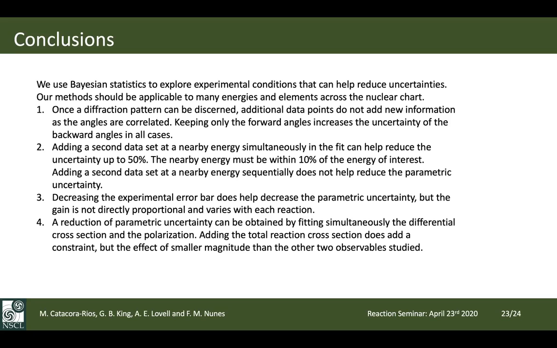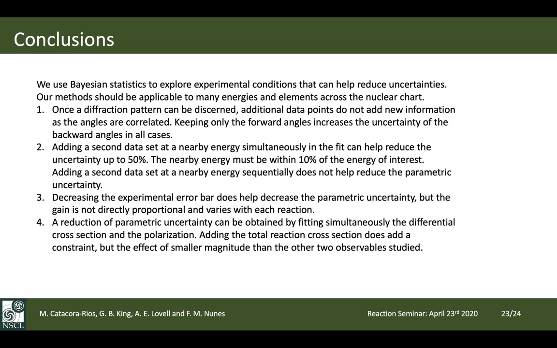Adding a second data set at a nearby energy simultaneously in the fit can help reduce the uncertainty by up to 50%. To see this large reduction of the uncertainty, the nearby energy must be within 10% of the energy of interest. And we also saw that adding a second data set at a nearby energy sequentially actually does not help reduce the parametric uncertainty.